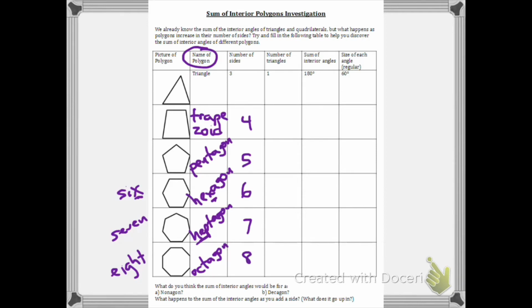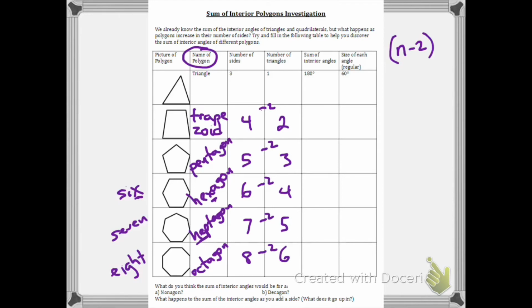All right, now for the number of triangles. This is where the formula is going to come into play, the n minus 2. So we have the n minus 2 for all these. 4 minus 2, you get 2 triangles. 5 minus 2, you get 3 triangles. 6 minus 2, you get 4. 7 minus 2, you get 5. 8 minus 2, you get 6.